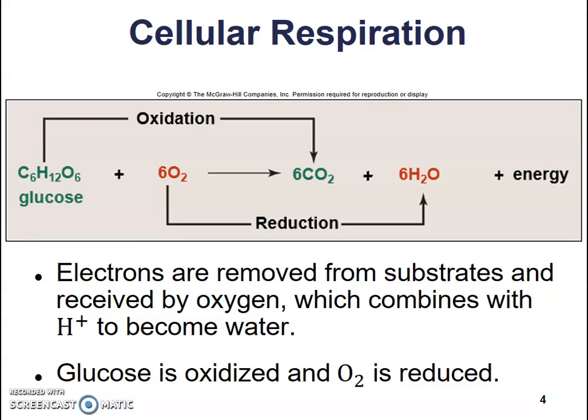In cellular respiration, electrons are removed from substrates and received by oxygen, which combines with a proton, a hydrogen ion, to become water. The glucose is oxidized and the oxygen is reduced.